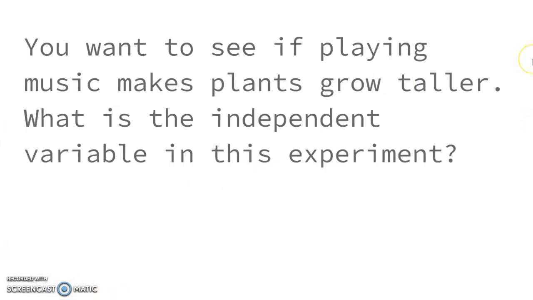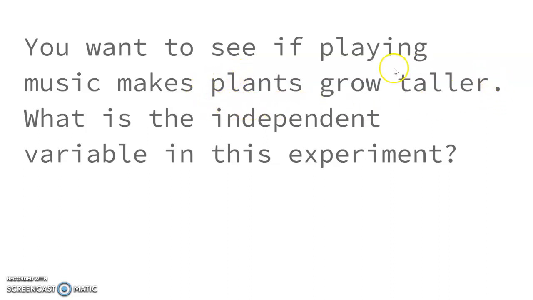Now let's do one more and see if we can identify the independent variable. It says you want to see if playing music makes plants grow taller. What is the independent variable in this experiment? Well, we're not given a lot of information, but we can make some conjectures about this. So we want to test and see if playing music, so different types of music, can make plants grow taller. Well, if we're measuring the plant growth, that would be our dependent variable. So our dependent variable here is going to be the plant growth, because that's what we're measuring. That's what we want to see if music has an effect on.